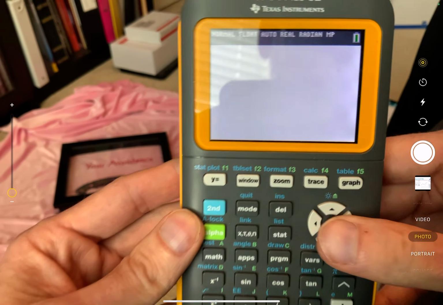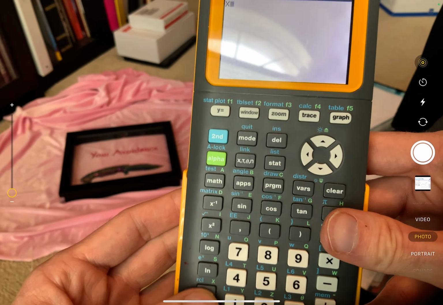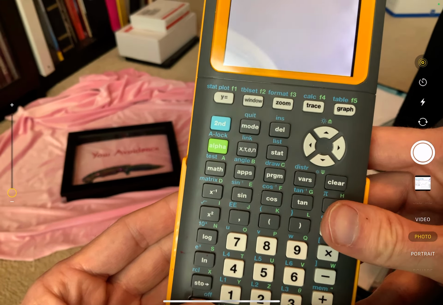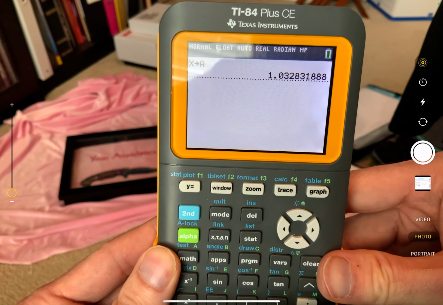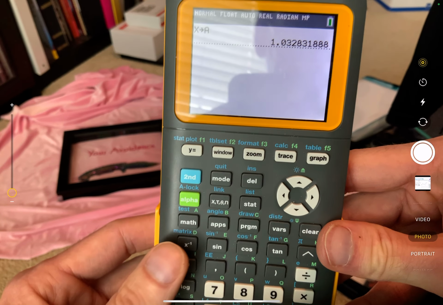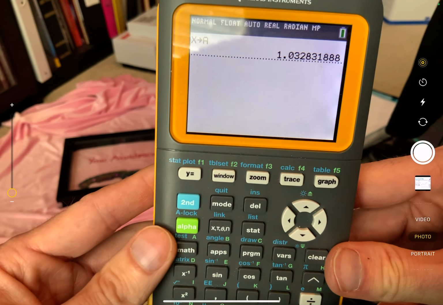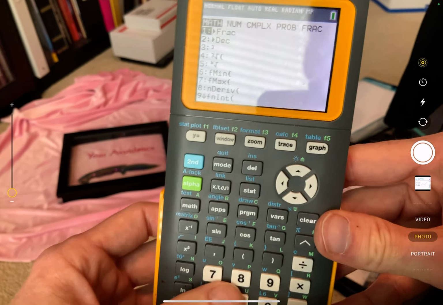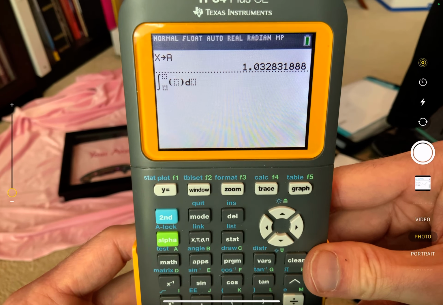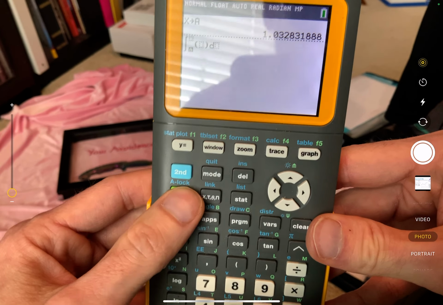So let's quit back to the home screen and hit X. I want to store that thing as alpha A, like so. And then there's that number. So let's type in the definite integral that we discussed earlier, math number 9. And we're going from A up here to 2.